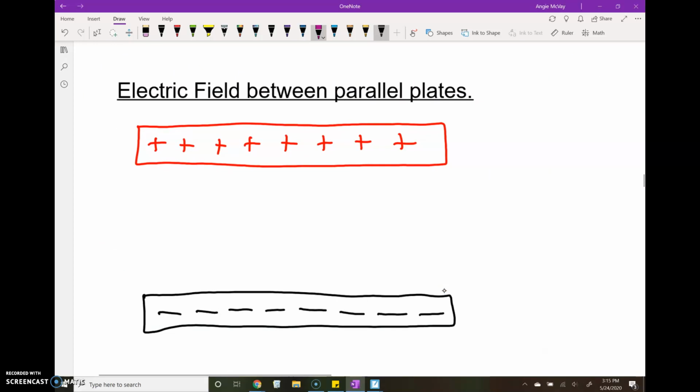Now, what if you don't have two point charges, which is what we were dealing with previously? What if you've got charges spread out over parallel plates? All right, that'll be the next question that we discuss here in this lesson. Stay tuned.